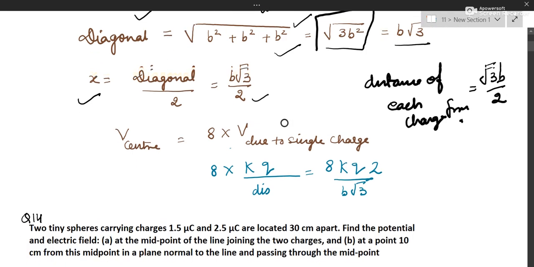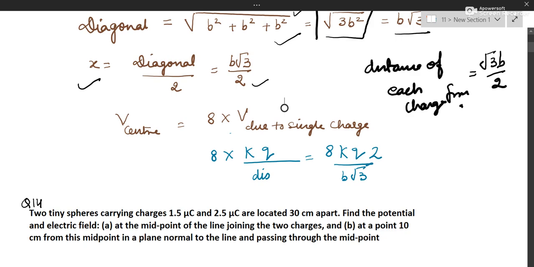Now potential is a scalar quantity, so who will exert potential at the center? All 8 charges will exert, so it is 8 times the potential due to one charge. The general formula is kq by distance. So it's 8 times kq, q is q, and distance is half of the diagonal. You can substitute and you get the result.